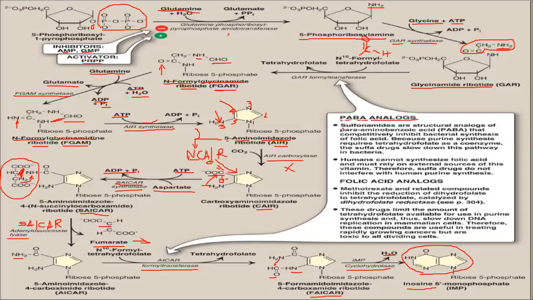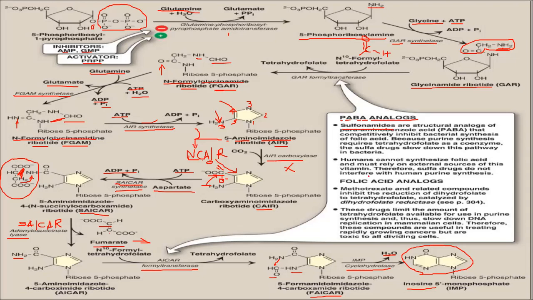Such analogs are sulfonamides. And these sulfonamides will only inhibit folic acid synthesis in the bacteria. Remember here you are forming nucleotides, which are important in DNA and RNA formation. So those bacteria cannot replicate. But these sulfonamides cannot affect human cells because human cells do not synthesize folic acid.